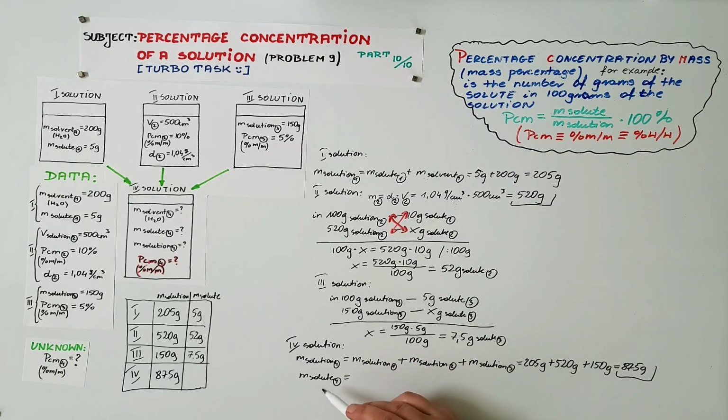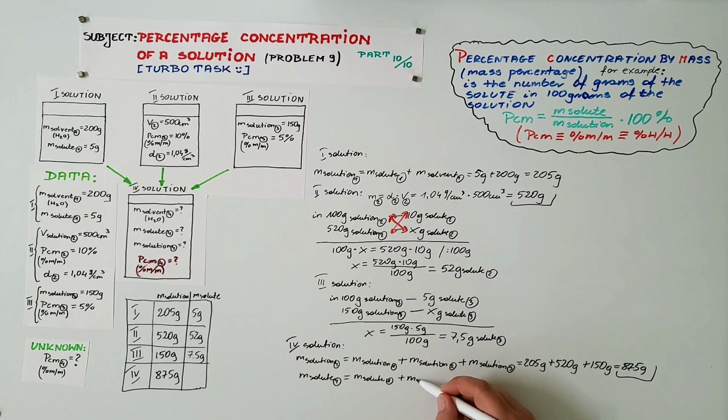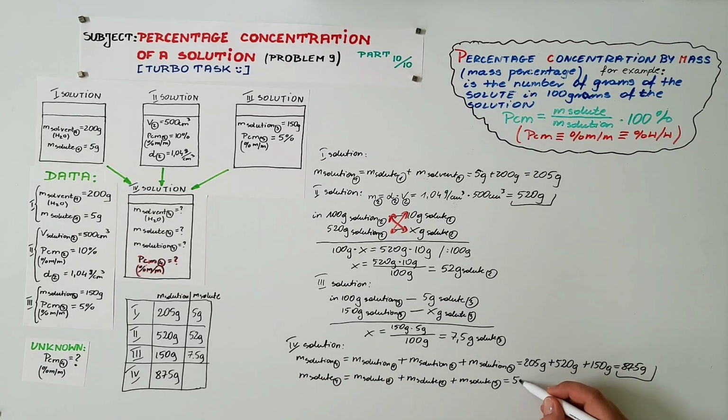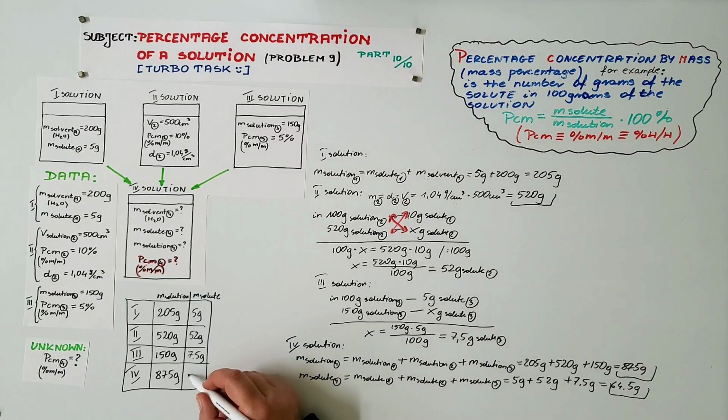So the mass of solute in the final solution equals mass of solute 1 plus mass of solute 2 plus mass of solute 3 equals 5 grams plus 52 grams plus 7.5 grams equals 64.5 grams. So our chart now is complete.